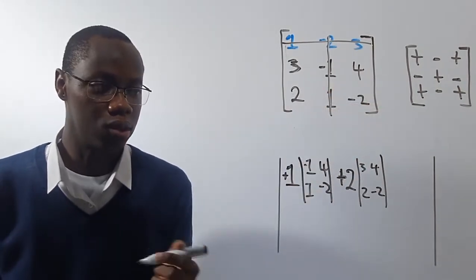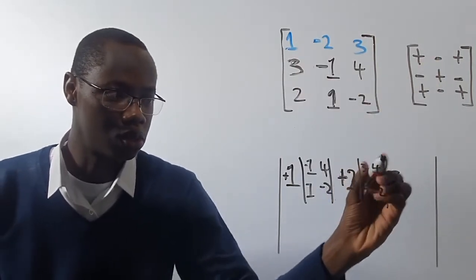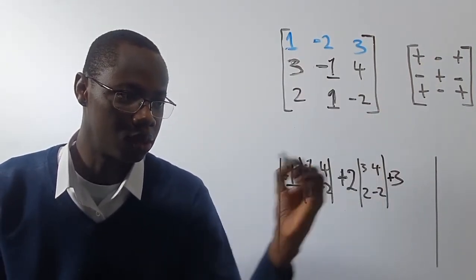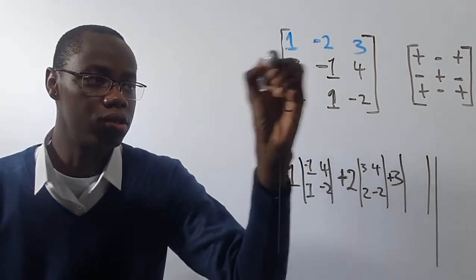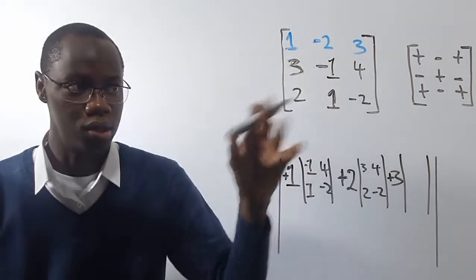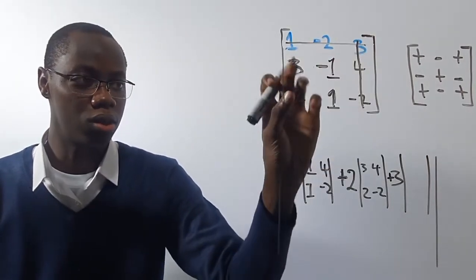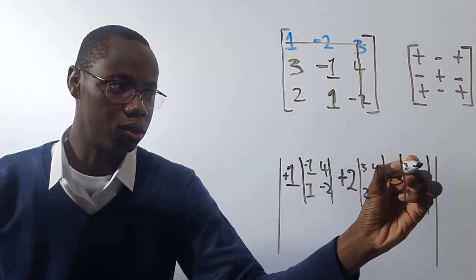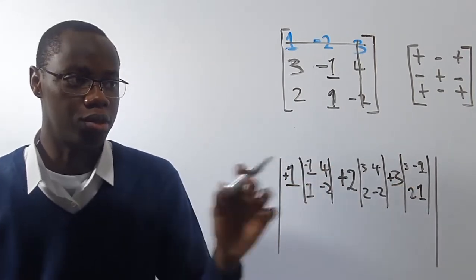And then the last one, plus 3. Plus plus, so everything is plus 3. And what is the minor? The minor, delete the row and the column associated with this element here. So delete this and delete this, and what's left? 3, minus 1. We've gone through this before, so I'm going to hurry up with this.